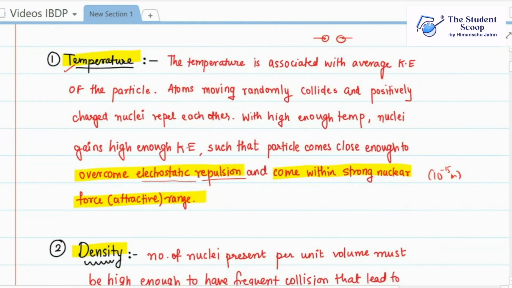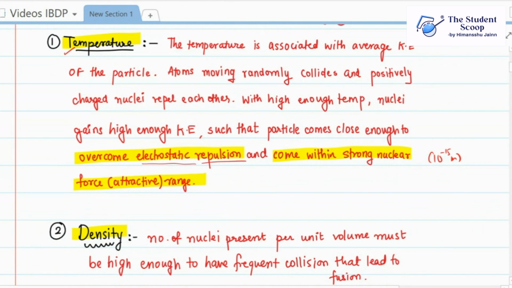Now the second requirement is the density, because when we say temperature is high, the average kinetic energy is high. When we say average, it means some particles will have higher energy, some will have lower energy, and we want collisions between two highly energetic ones. So to make that happen frequently, we want a lot of particles confined in a small space. Or else what will happen? There will be one fusion, but the energy of one fusion is not enough. We want multiple fusions to be happening so that a tremendous amount of energy is released. So density is very important.